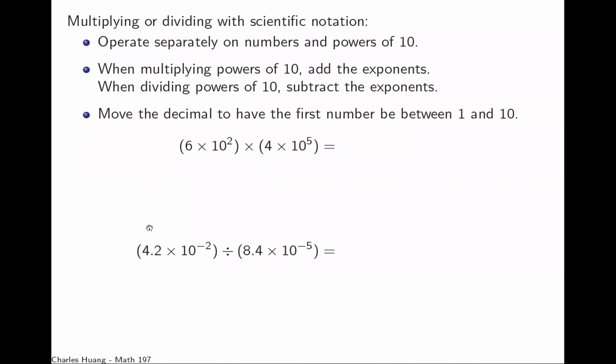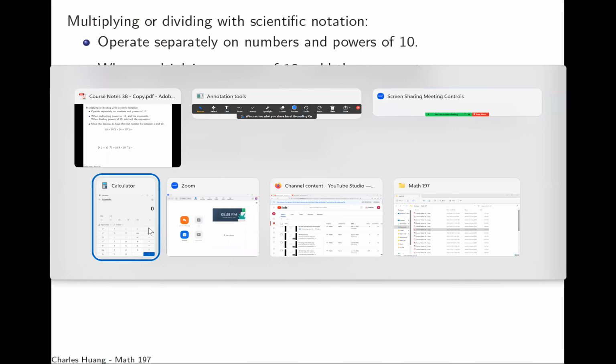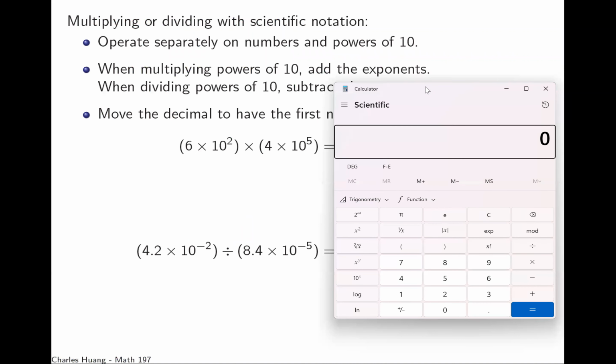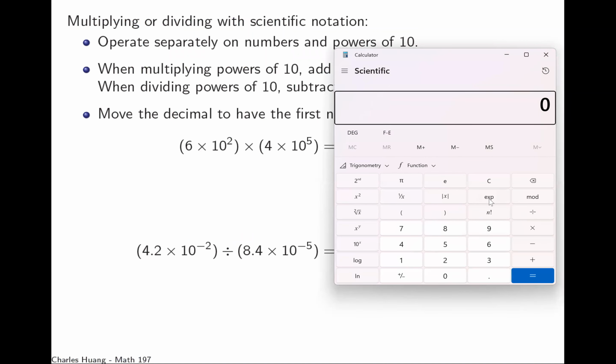Next, we have to multiply or divide using scientific notation. Now, there are different ways to do it. When you do this on your test, you will be able to use your calculator. So it is a lot easier for you to find the button on your calculator that shows you how to do the exponents in the scientific notation.